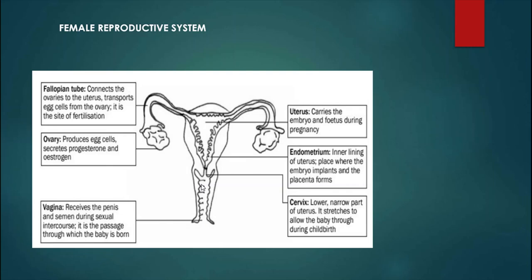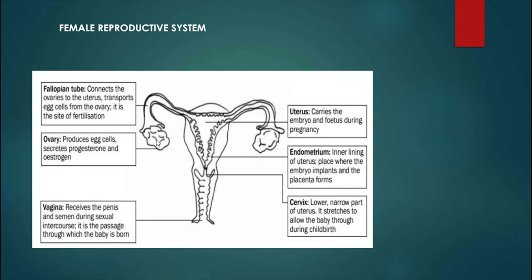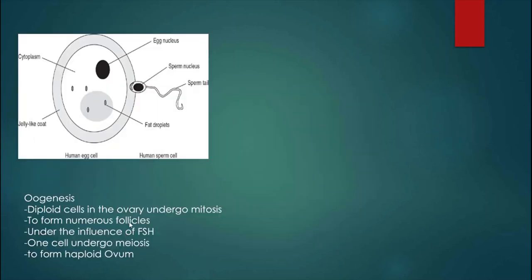Now let's move on to the human egg cell, which is produced during the process of oogenesis. Remember, in the male reproductive system, a human sperm cell is produced during the process of spermatogenesis. Now, in oogenesis, the diploid cell in the ovary undergoes mitosis, meaning that the process of oogenesis takes place in the ovaries. You need to take note of this. To form numerous follicles under the influence of FSH, one undergoes meiosis to form a haploid ovum.